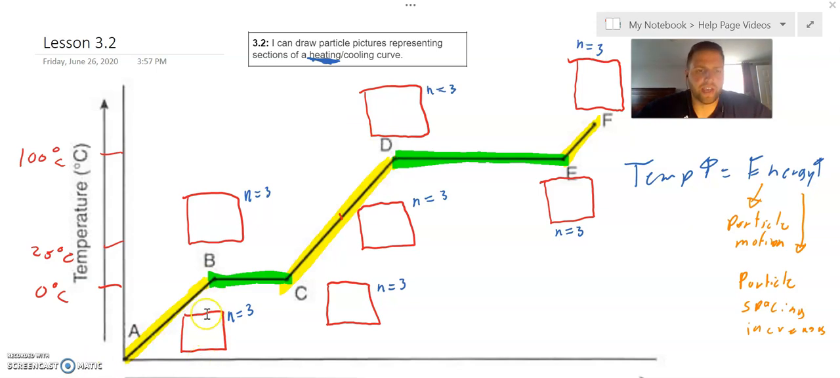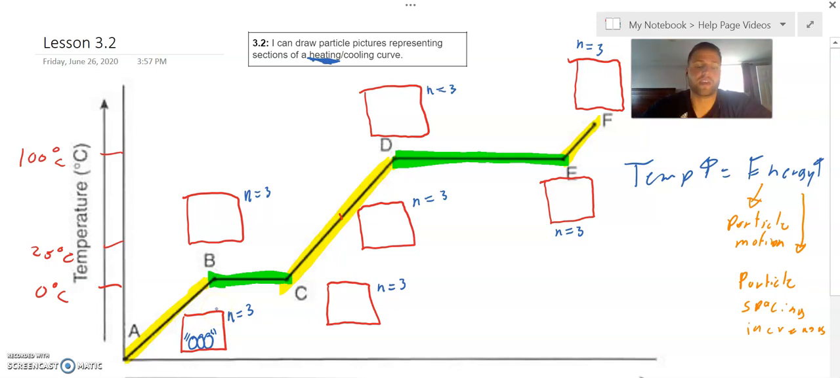When we look at box A, we are well below the freezing point of water. Hence, that tells us that we're going to have to draw a solid. So we're going to put our 3 particles together, and we're going to put some vibration marks.